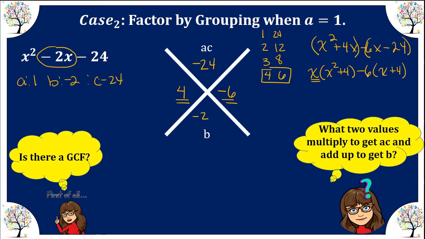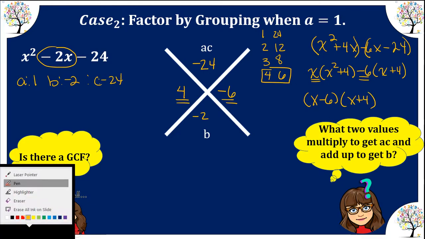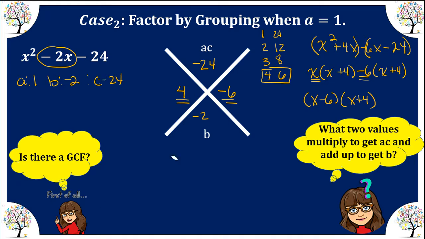We're going to take the GCFs to create one factor, and then our common factor is x plus 4. And I did notice that this does not need to be a square here. So when I factored out the x, I'm left with x plus 4. These two will always be the same. If not, we've made a mistake. So the two factors are x minus 6 and x plus 4.